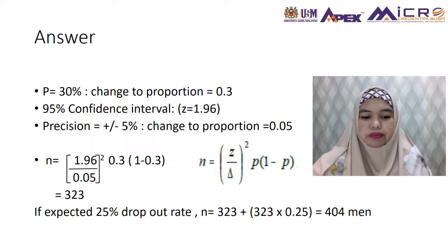323. In the calculation of sample size, we have to add a dropout rate. If you expected to have 35% dropout rate, your N is equal to 404 men.